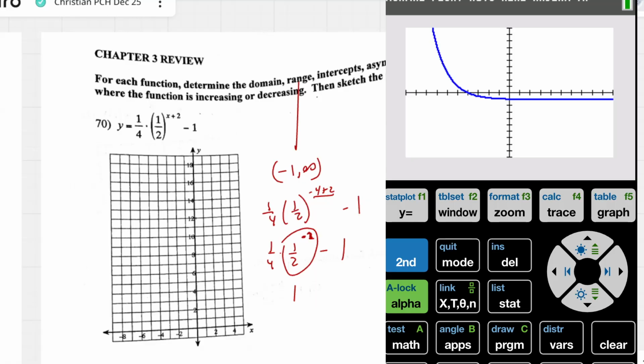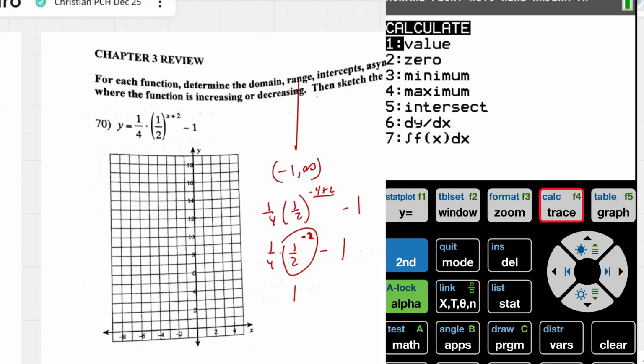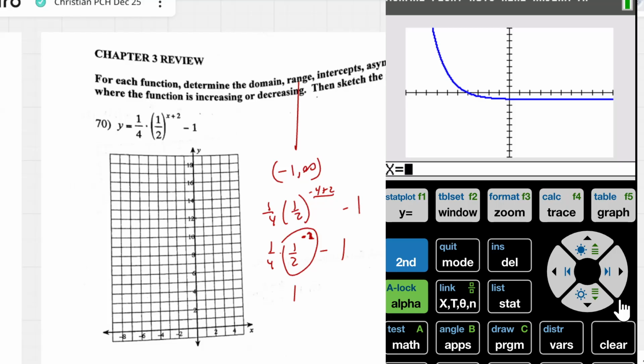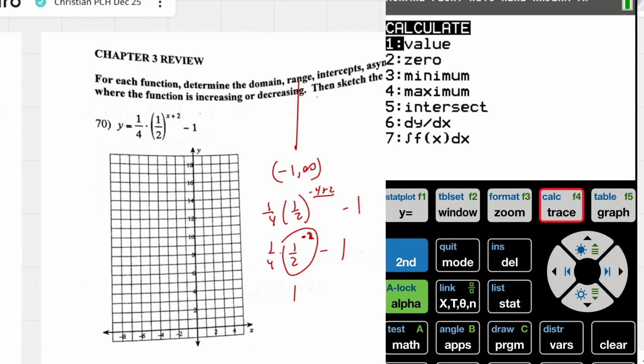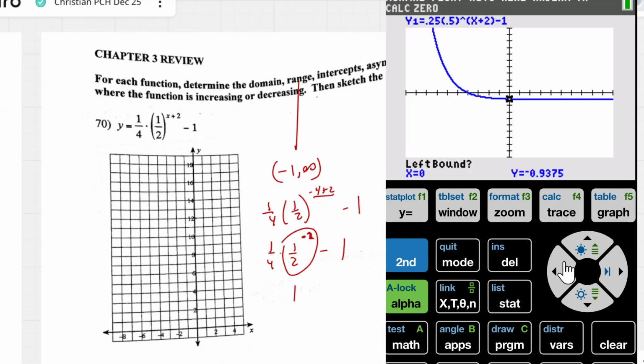You could also, I guess you could trace, right? Or you could do second calc 0. Do that real quick. I hit the wrong button. Second calc 0. Left bound. Yeah. Yes. -4. Okay. So that's the x-intercept and the y-intercept.